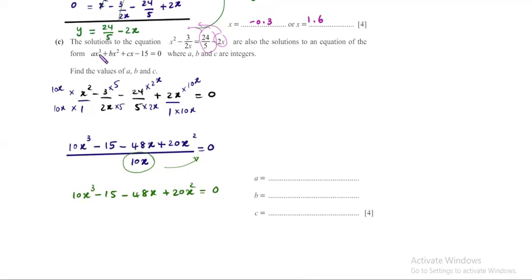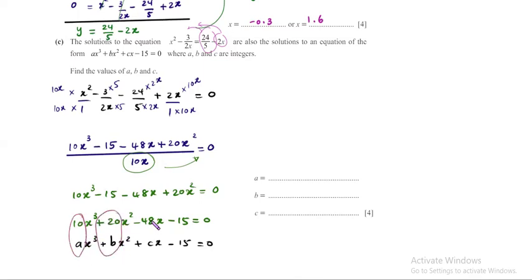I'm going to rearrange this in this format. So it's going to be 10x cubed plus 20x squared minus 48x minus 15. This is equal to 0. And I'm going to write the equation just below this. So ax cubed plus bx squared plus cx minus 15 is equal to 0. So the value of a is 10, b is 20, c is negative 48. So this is what we are supposed to find here.